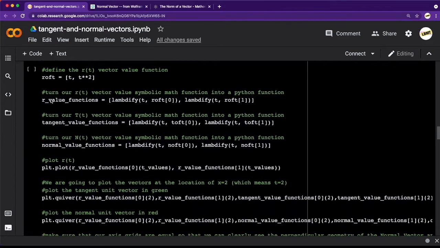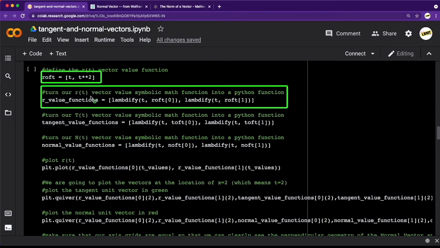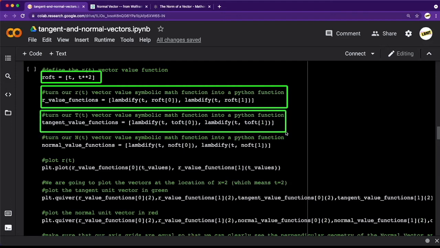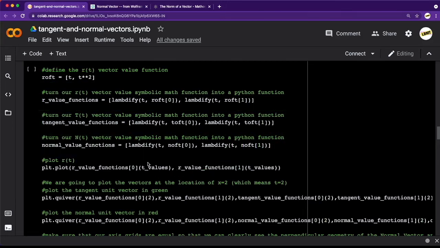And then we do this kind of interesting thing where you need to turn your symbolic math function, this is our symbolic math function up here, into an actual Python function that can be called. So that's what's going on here with this lambdify. We're going to do that for our r of t, our T of t, and then also for our N of t, our normal vector. We did that for those, and then we just go down here and plot them all.